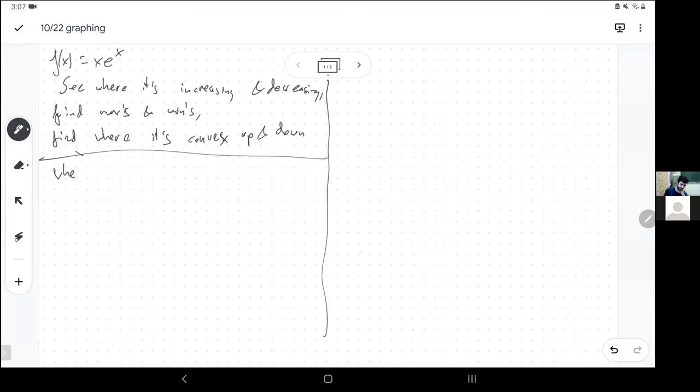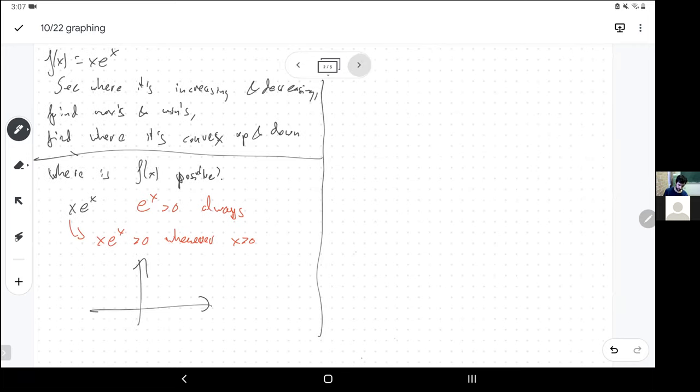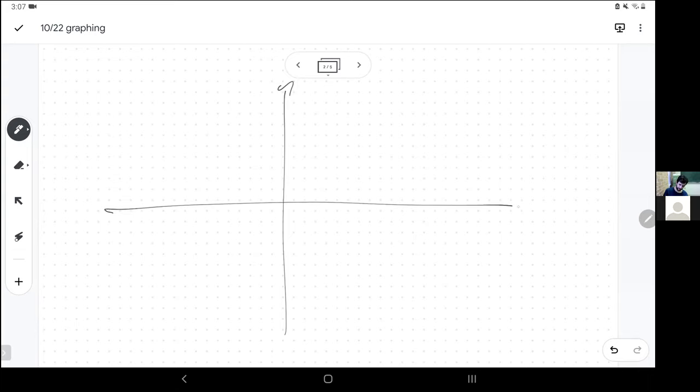So let's start easy. Where is the function positive? Well, it's a product of two things, so it's positive whenever they're both positive or they're both negative. E to the x is always positive. So really, it's positive whenever x is positive. So let's see what I know. I know that at zero, it takes the value zero. And then it's somehow here and it's somehow here. Let's see if I can make my picture better.